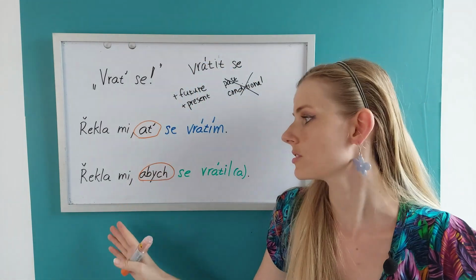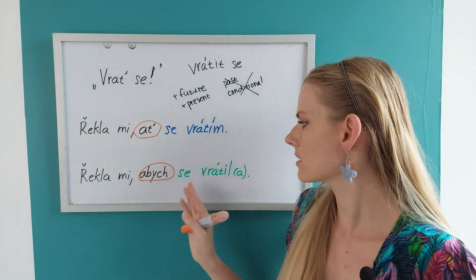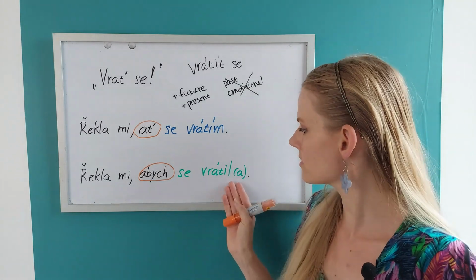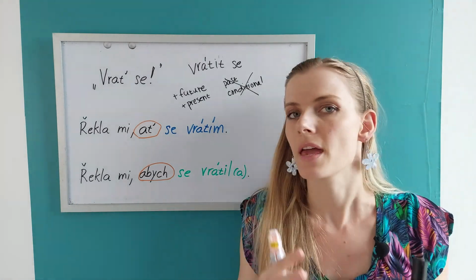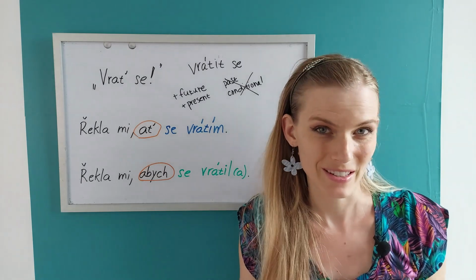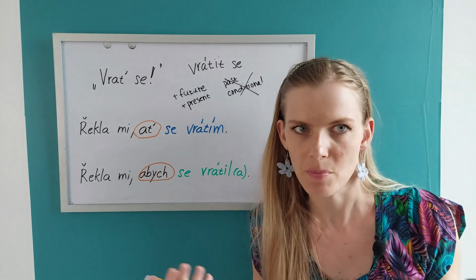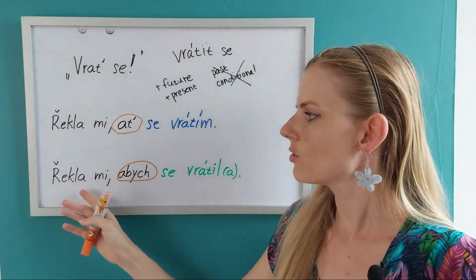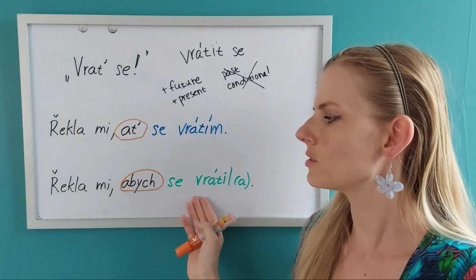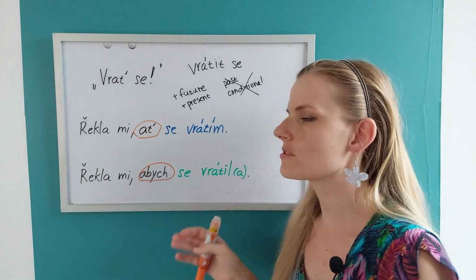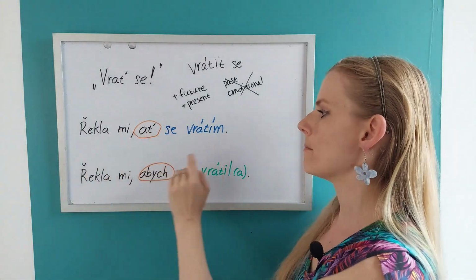Now, our second option is řekla mi, abych se vrátil, abych se vrátila. Depends who says this. Where we use abych. And the abych clause, which I also covered, is followed by past tense or part of the past tense. Something like she told me so that I would come back, which doesn't make sense in English. Both would be translated as she told me to come back.